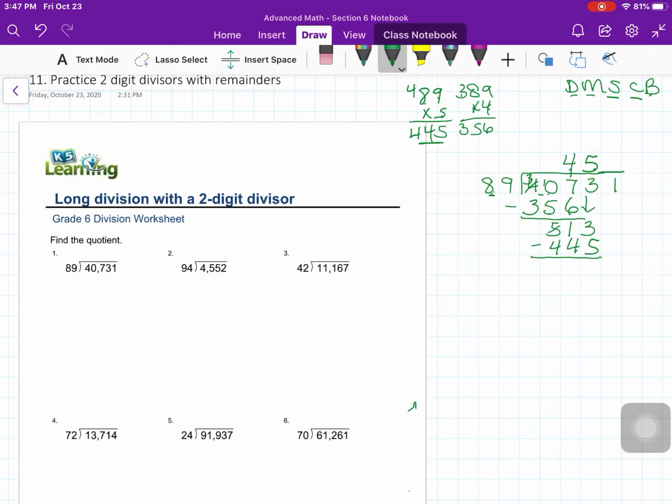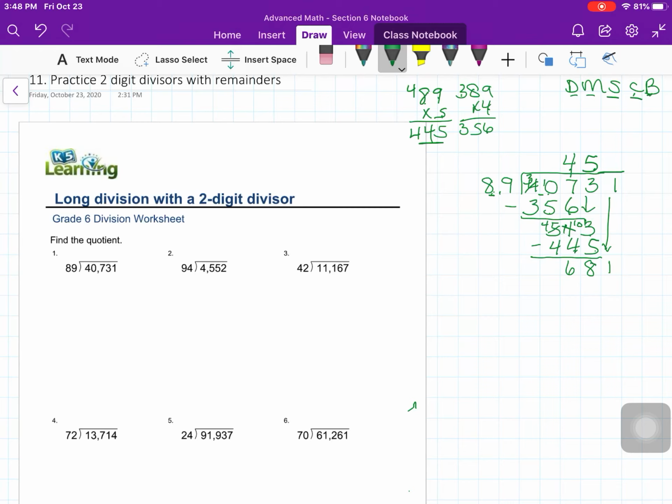I've got to regroup all the way over here. Add that 10 to make it 11, then take it away to make it 10. Add that 10 to 3 to make it 13. So 13 minus 5 is 8. 10 minus 4 is 6. And 4 minus 4 is 0. That was my subtract step. Then I check. 68 is smaller than 89, so I'm good to go. And I bring down my last number, which is a 1.